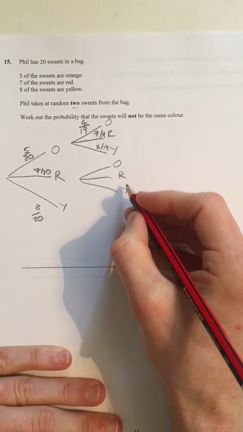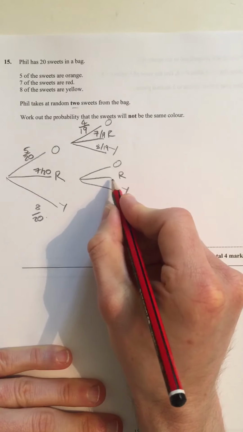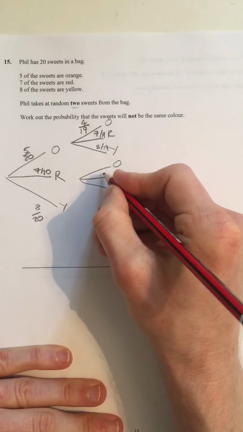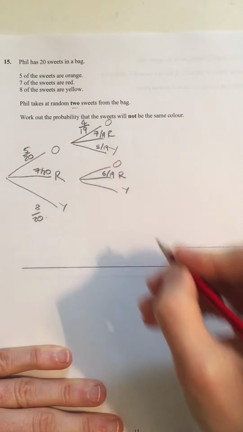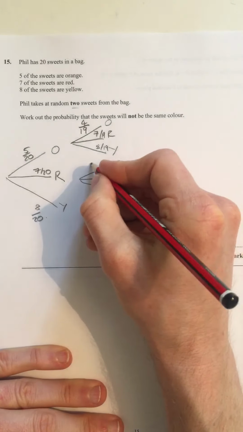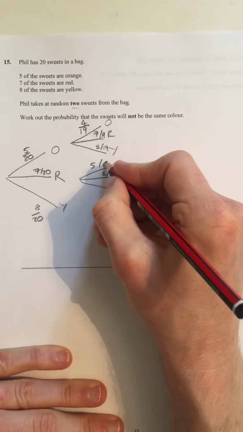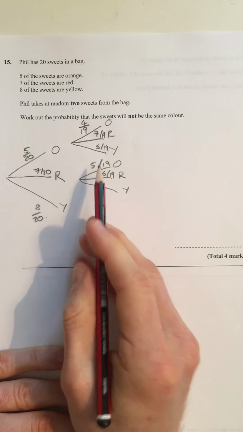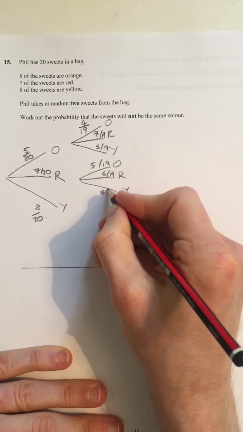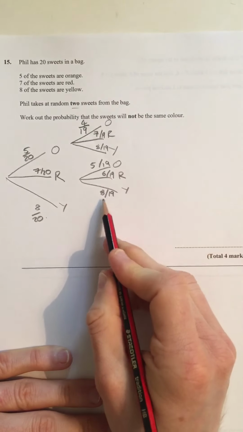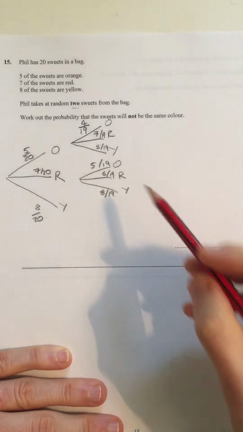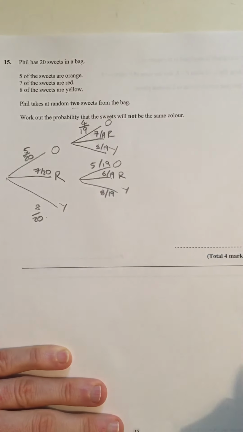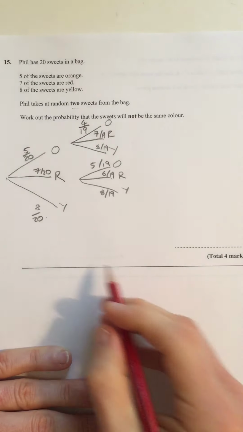Now this time, it's the red sweet that's gone down. So there were 7 red sweets. There's now only 6 left because he took one of them out. There's still 5 orange sweets because there were 5 in the first place and he only took a red one out. So the orange stays the same. And similarly, the yellow stays the same. That's still going to be 8 out of 19. And again, it's always worth doing a quick check, add them up to see if it adds up to 1.